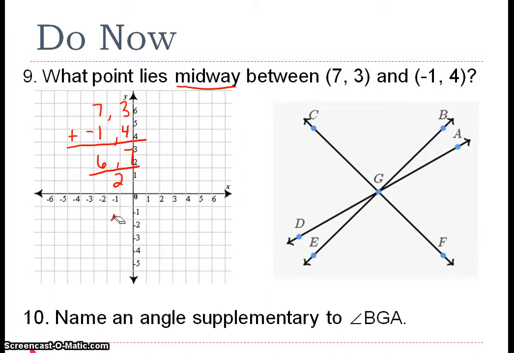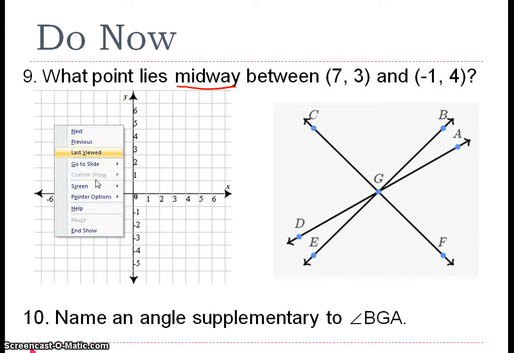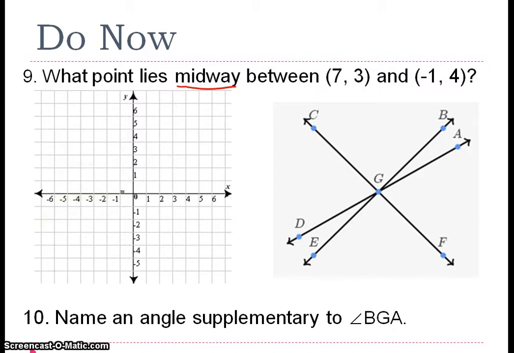Boy, this is more difficult than I thought. Alright, we're almost there. We're going to show how to do this graphically too. Alright, so I've got the point 7, 3. So over 7, up 1, 2, 3. So this point right here, and then the point -1, 4. -1, up 1, 2, 3, 4.